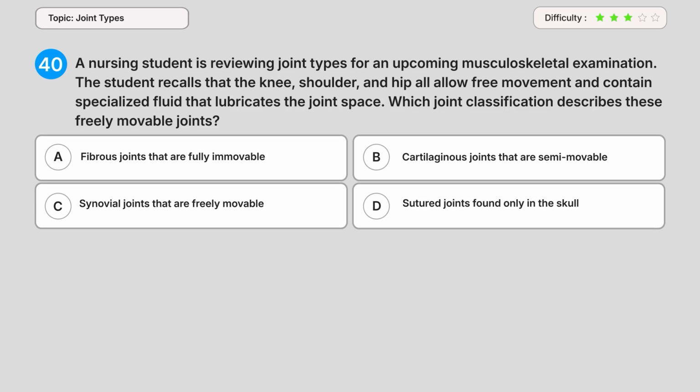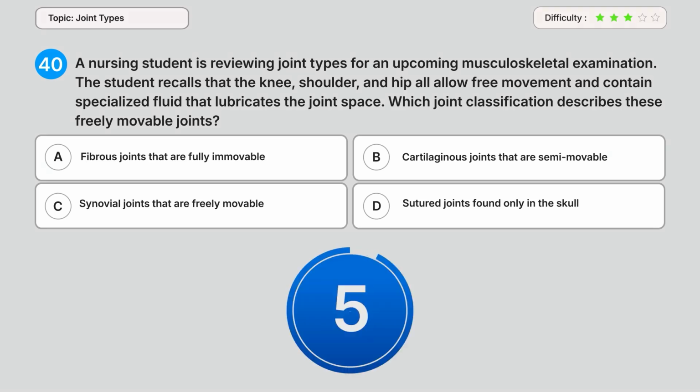A. Fibrous joints that are fully immovable. B. Cartilaginous joints that are semi-movable. C. Synovial joints that are freely movable. D. Sutured joints found only in the skull. Do you know the answer?